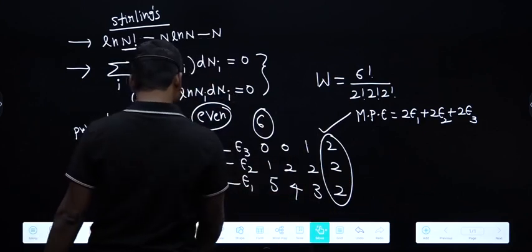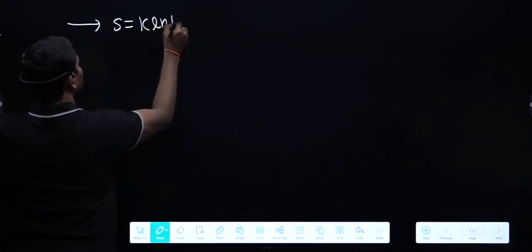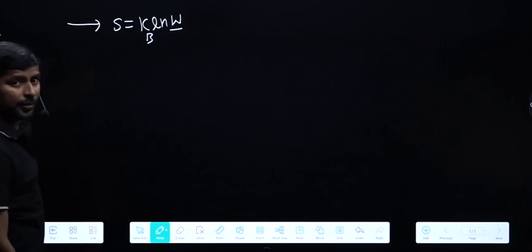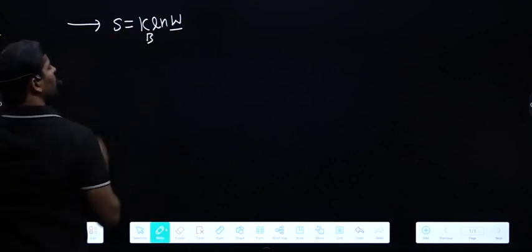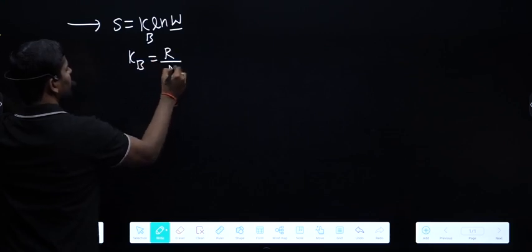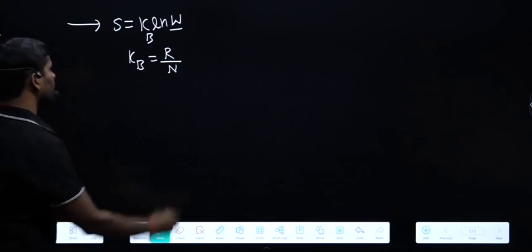Next one, what is the relation between entropy and probability? The relation is, just remember, S is equal to KB ln W, or k ln W. W is the number of microstates, or number of possible distributions or arrangements, and KB is the Boltzmann constant. KB is nothing but R by N, the gas constant for one molecule, called the Boltzmann constant.